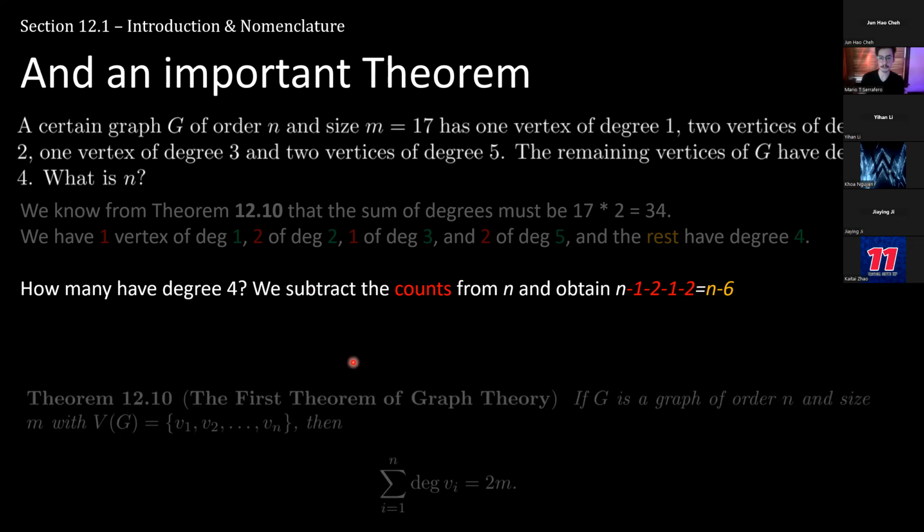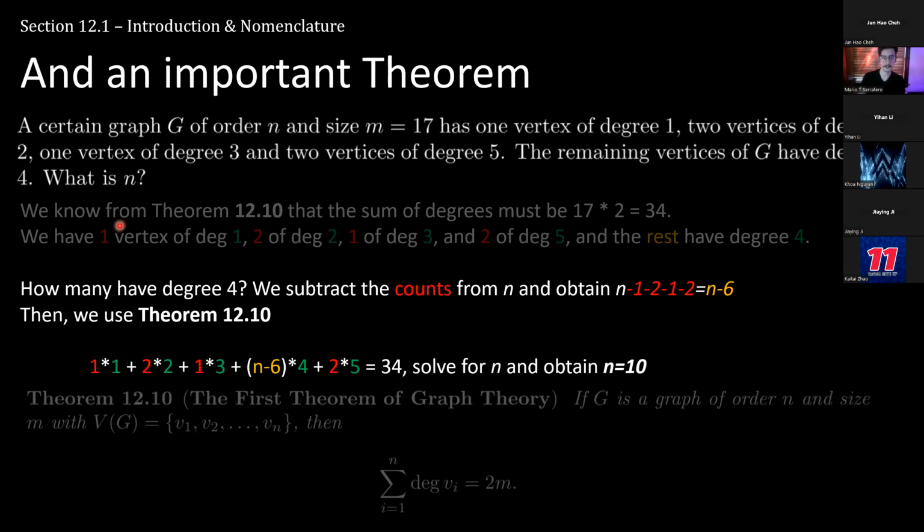And then it's just a matter of unraveling this summation here using the numbers that were given, plus our unknown. So we have 1 times 1, because we have 1 vertex of degree 1, 2 vertices of degree 2, 1 vertex of degree 3, n minus 6 vertices of degree 4, and also 2 vertices of degree 5. So this is just a linear equation with one unknown. We can solve for n, and we obtain n equals 10, unless I did my math incorrectly. It's totally a possibility.